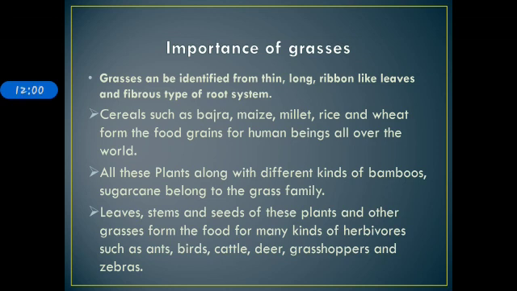Leaves, stems, and seeds of these plants and other grasses form the food for many kinds of herbivores. Herbivores are plant-eating animals such as ants, birds, cattle, deer, grasshoppers, and zebras. These all eat plants, that is, grass in specific.